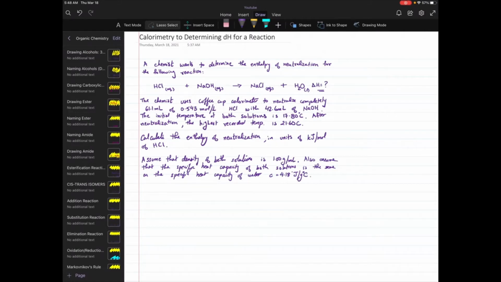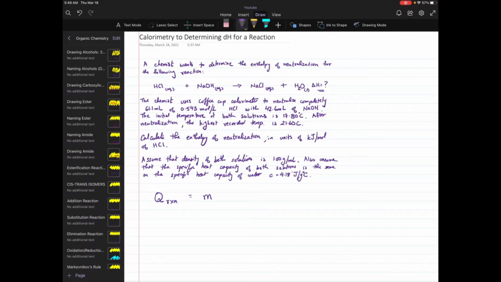All right, so now to solve this question, we need to find out the amount of heat energy released in the solution. To figure this out, we need to find our Q for this reaction. And for figuring out Q, we need the mass first of all. Which mass do we need? Do we need the mass of HCl, the mass of NaOH?